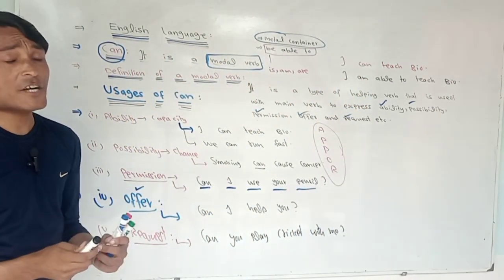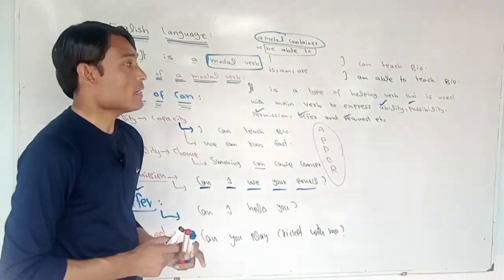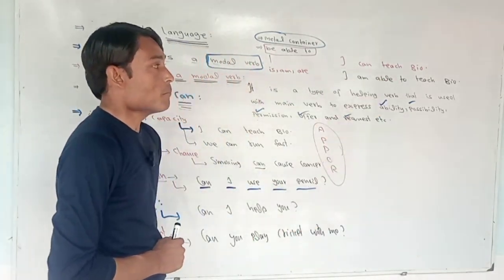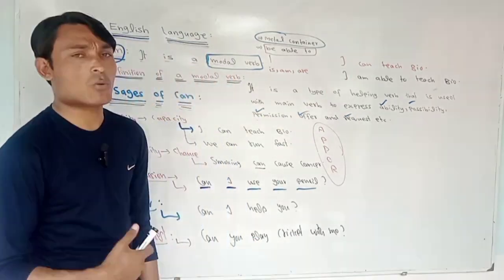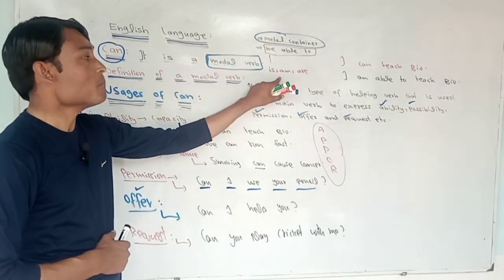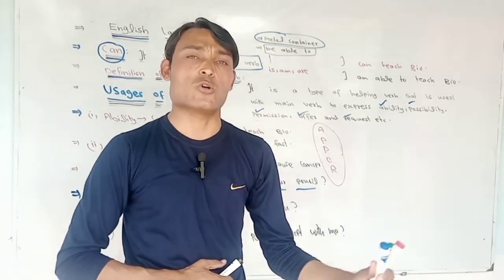So the alternative of can is what? Be able to. Be here means am, is, are. For example, I say "I can teach biology." Instead, I say "I am able to teach biology." If you talk about he, she, it, I say "He can play cricket." Instead, I say "He is able to play cricket."